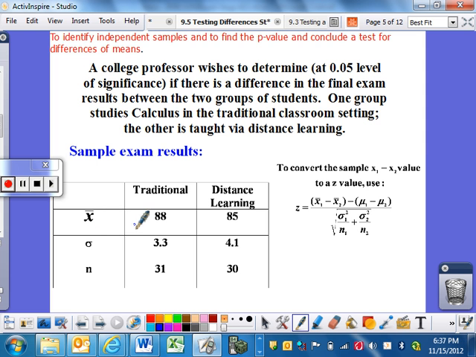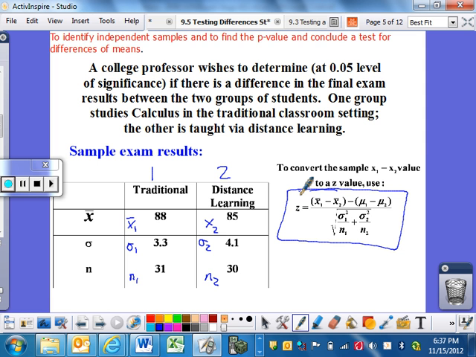So the x bar, the mean of my first sample, is 88. X bar of group 2 is 85, because you need to determine what's group 1 and what is group 2. And then standard deviation, sigma 1 and sigma 2, are 3.3 and 4.1. And then what's n1 and what's n2? 31 in group 1, 30 in group 2. And what you want to do then is try and figure out your z-score. So here I want you to look at your formula sheet and find that.